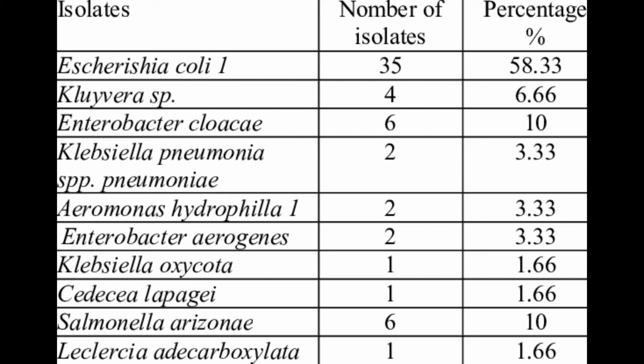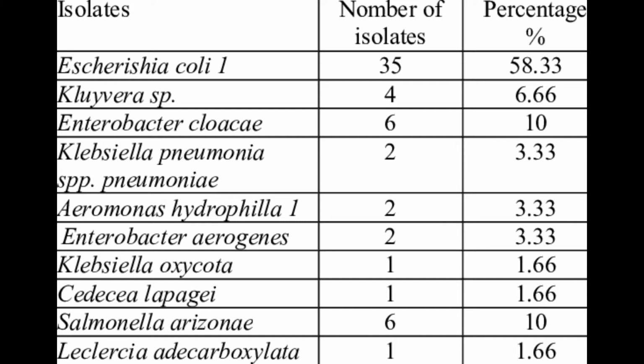Providencia stuartii is found in burn units, while Providencia rettgeri causes UTI or diarrhea, and they are urease positive. Morganella morganii is implicated in UTIs and neonatal sepsis.